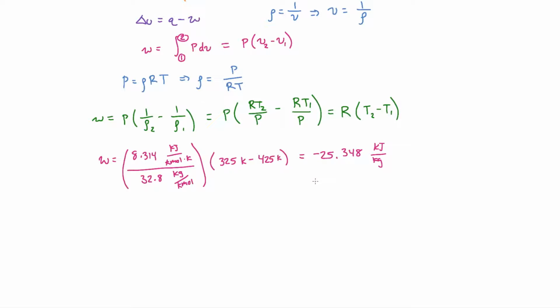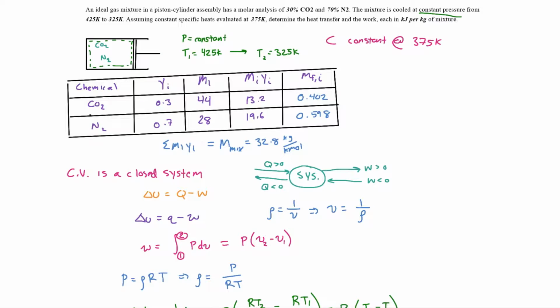Our next goal is to find the heat transferred. Now there's a lot of ways to go about this. You can use your thermodynamic tables, but that's not necessarily the route that this problem wants you to take, simply because it says to assume constant specific heats at 375 Kelvin. Now that doesn't mean you have to go the way that I'm going to show you in this video. There are different ways you could use.